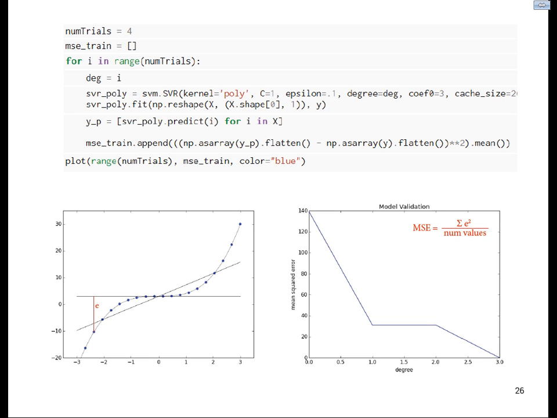Does that make sense about performance analysis? This is going to become really important really quickly.